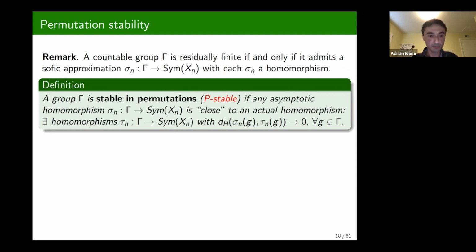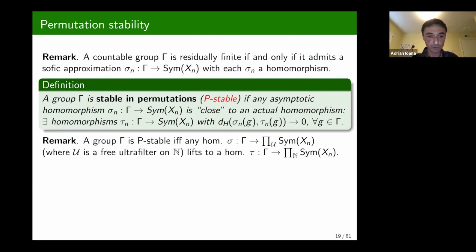All right, and if you've ever worked with ultraproducts, this will make sense to you. If not, well, let me just mention that there is a characterization of stability in terms of ultraproducts, and really deciding whether a group is stable or not is a lifting problem. So a group gamma is P-stable if any homomorphism from gamma to the, if you want, metric ultraproduct of finite symmetric groups lifts to a homomorphism to the product of the symmetric groups.